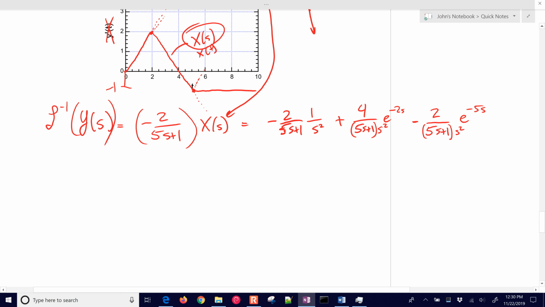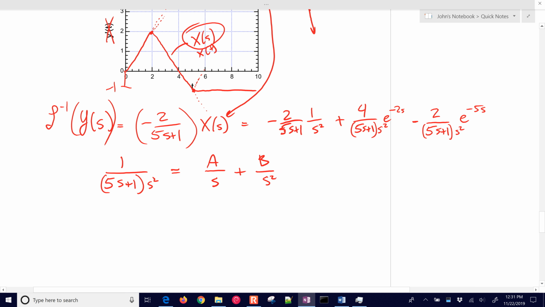In each of these, the thing that's common is I have 1 divided by 5s plus 1 times s squared. So I'm just going to do an inverse Laplace on this, and then I can just multiply it by the factor out front and do the different time shifts on it. So to do this, we need to do some partial fraction expansion.